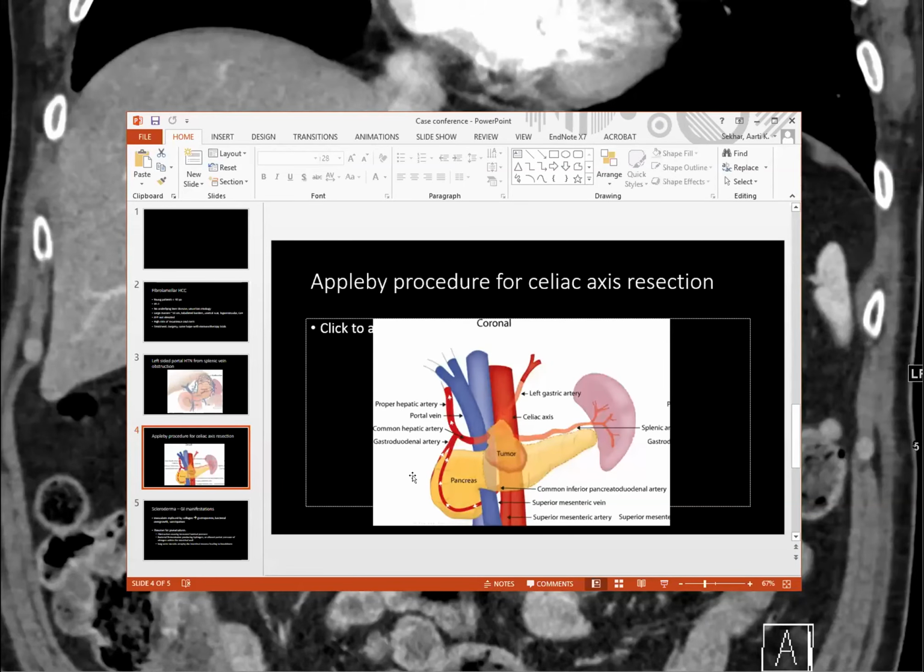Nice. So this is like twice lucky because they have... Yes. I think maybe 10% of people have a replaced right, but yeah, it's super lucky in this case that he had that. And then the left hepatic artery will be fed retrograde like this.